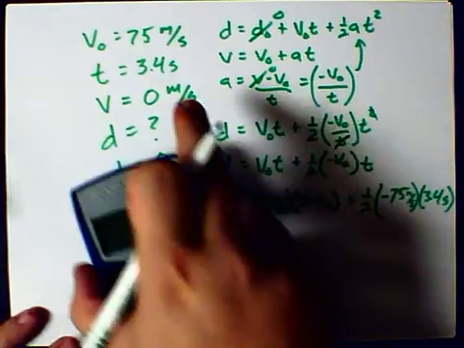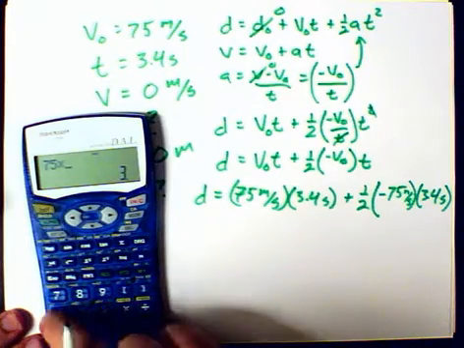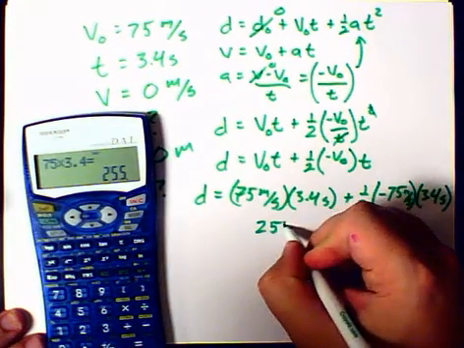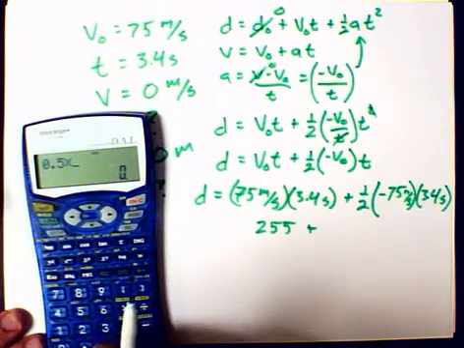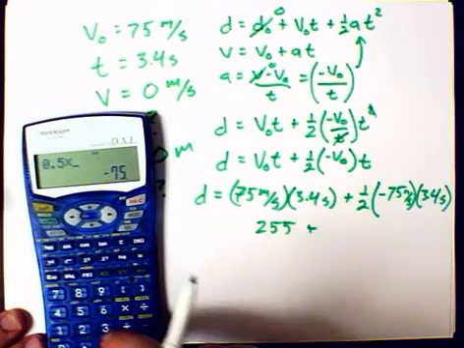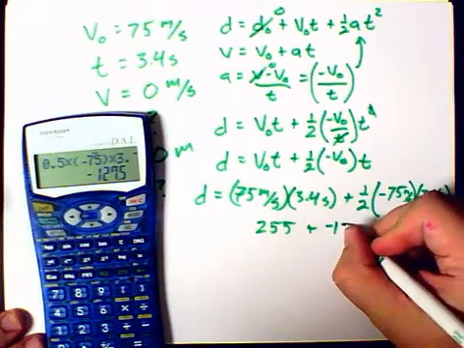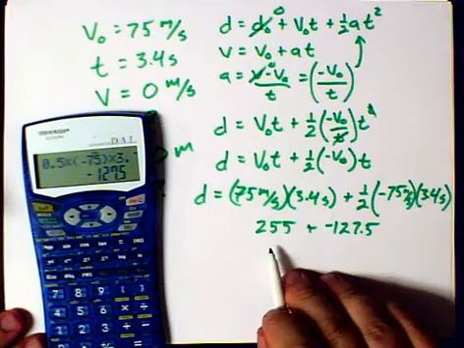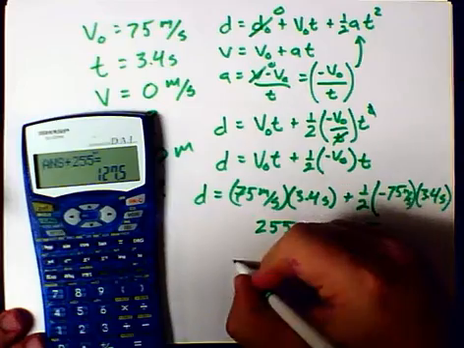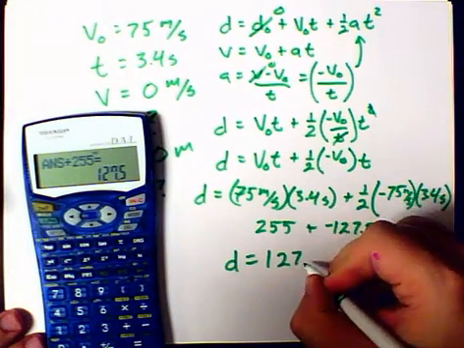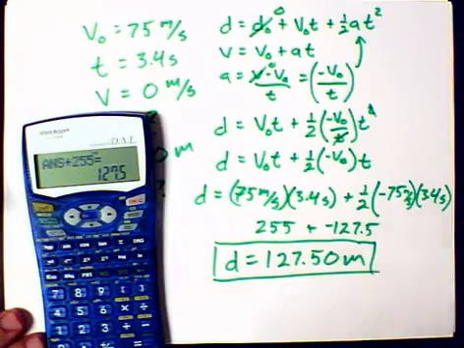Okay, so let's go ahead and do this in the calculator. We have 75 times 3.4 is 255 plus 0.5 times negative 75 times 3.4 equals negative 127.5. So when I add those two together, plus 255 equals, my displacement is 127.50 meters. There you go.